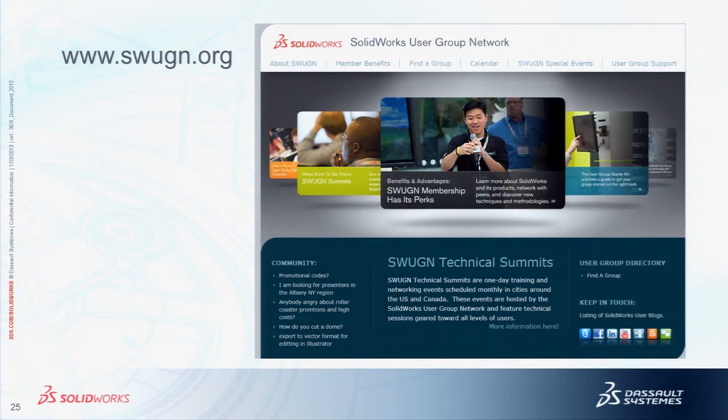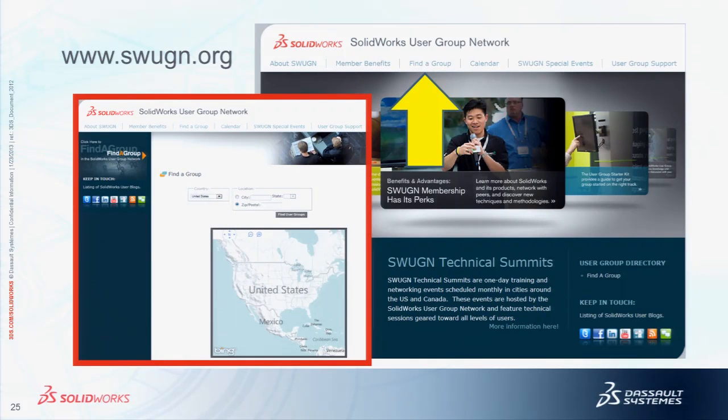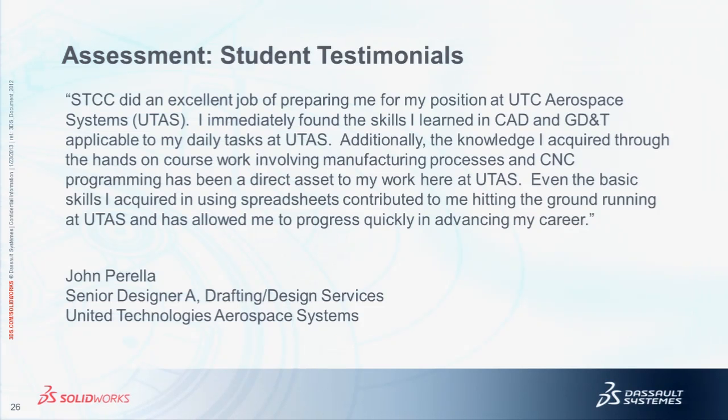Okay. And if you're not involved with a user group and you're an educator, you can go to the SWUGN website, swugn.org. Right from there, you can find a group that's local. It'll bring it right up on the map. You can put in your information and go from there. Right from that website, you will be able to find the contact information of the user group leader. Get in contact with them. I encourage it. I hope you do.